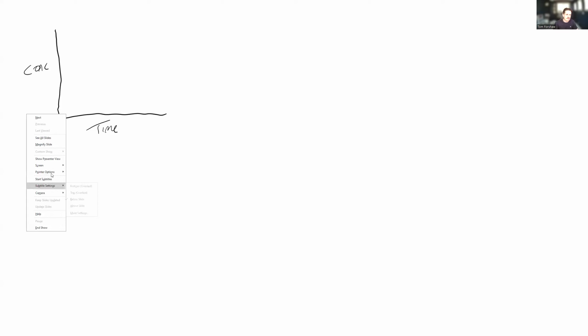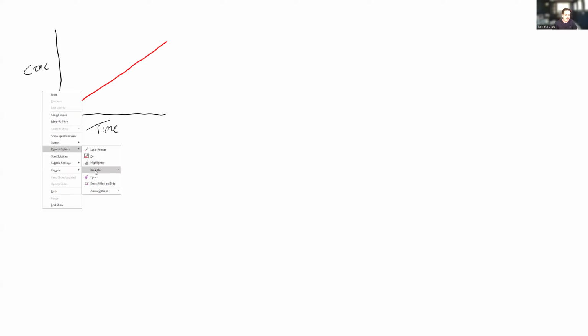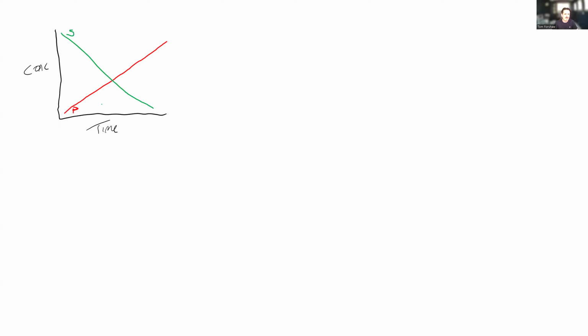And just to remind you guys, the way that it's presented is that there are these four graphs which are linked. The first one is the concentration of things over time. It may be, for instance, the concentration of product, which increases over time, or on the other hand, the concentration of substrate, which decreases over time.